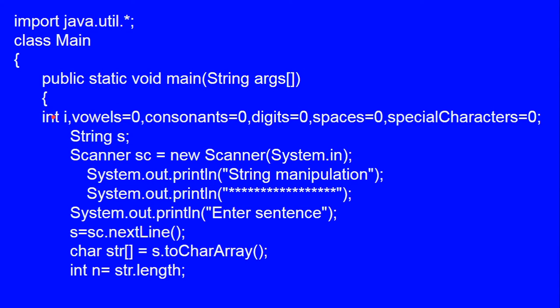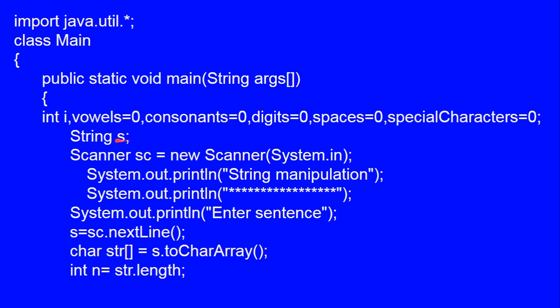Now in this program we are going to use many variables like i, vowels, consonants, digits, spaces, special characters. All these are integer variables. Vowels will hold the number of vowels in the program. i will give the number of characters to count in a loop, and then consonants is one count, digits is another count, spaces is another count, and special characters is another count. All the counts are initially given as 0.